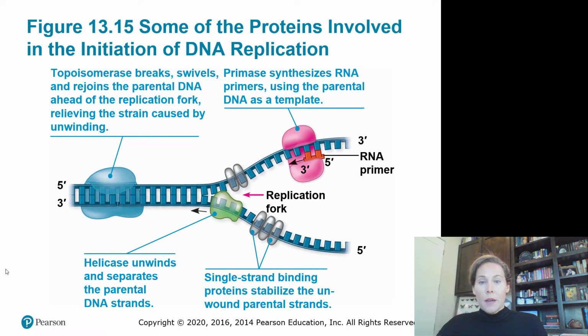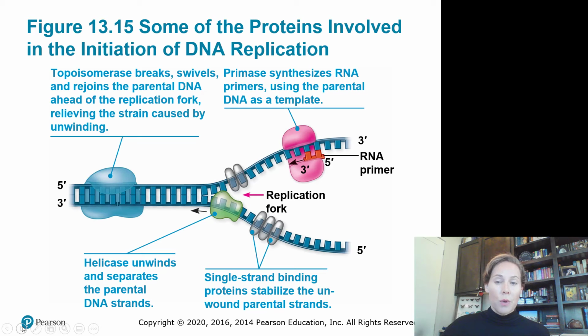If we follow it along, topoisomerase breaks, swivels, and rejoins the parent DNA ahead of the replication fork, causing it to unwind. Then the helicase unwinds the bubble right there and forms that bubble. We have that Y-shaped replication fork. Primase synthesizes RNA primers using the parental DNA as a template. Then single-stranded binding proteins stabilize the unwound parental strand. So lots of proteins are involved. It's a very complicated process.